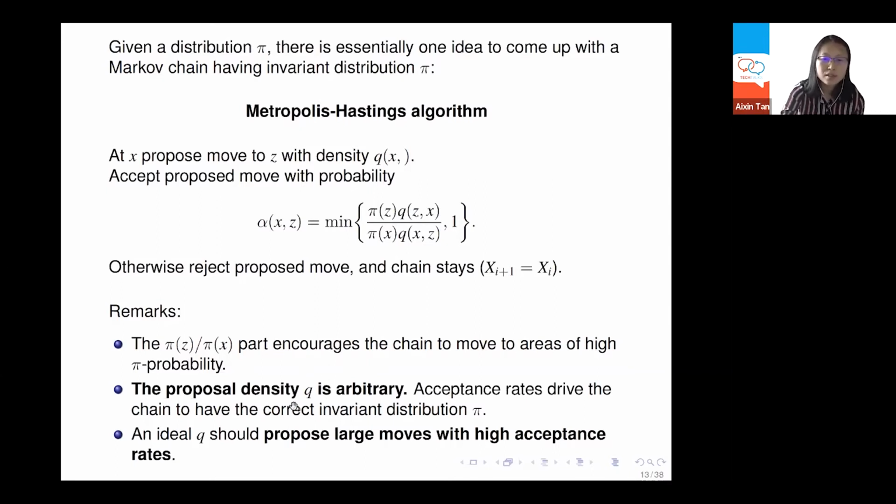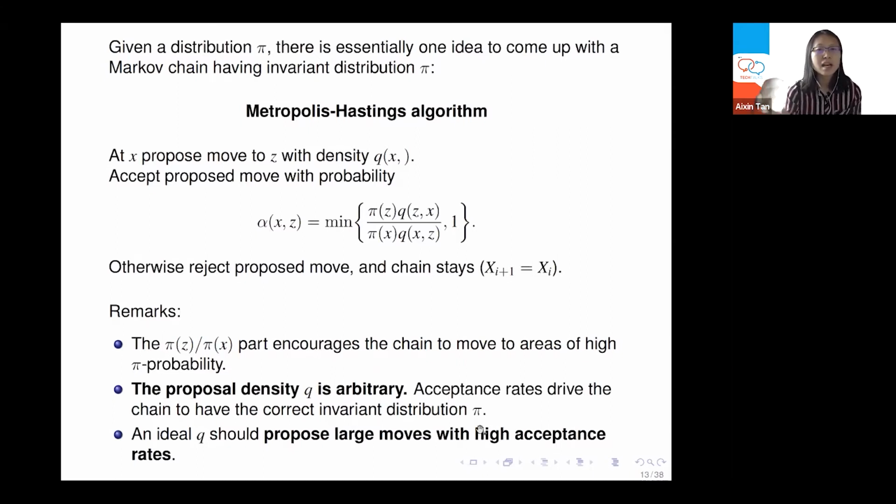The proposal density q itself is arbitrary. It's the acceptance rate that really drives the chain to have the correct invariant distribution. Since there are so many possible choices of q, you want to know what are good ones. An ideal q should be able to propose large moves in the state space to explore, but with high acceptance rates. You don't want to make a proposal and never have the chance to get the flip of the coin to go there, right?